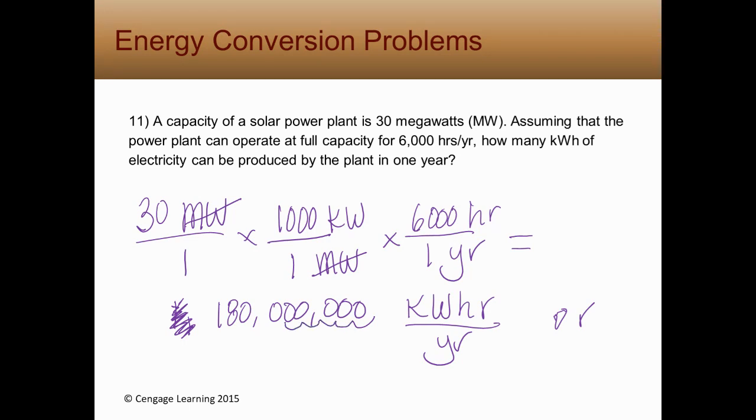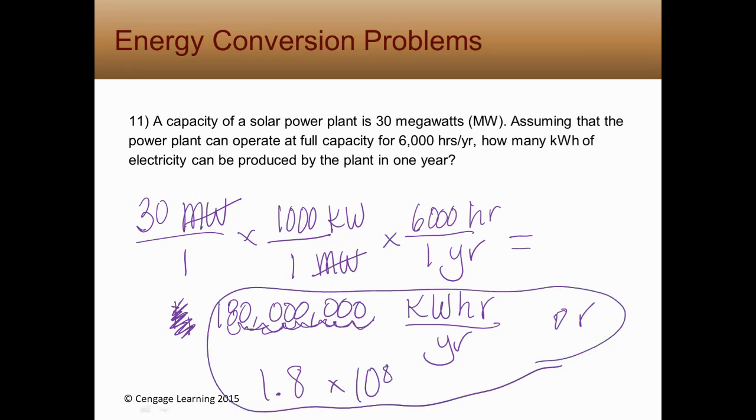3, 4, 5, 6, 7, 1, 2, 3, 4, 5, 6, 7, 8. That's the sloppiest thing ever, but I think I got it right. So it's going to be 1.8 times 10 to the 8th, and then my units are the same, kilowatt hours per year. Okay? So that added that extra step of looking at changing it to kilowatt hours as well.